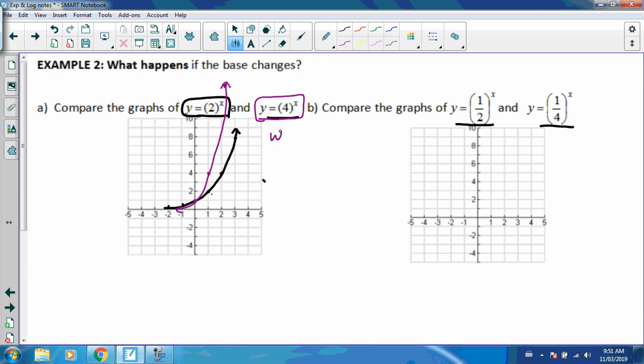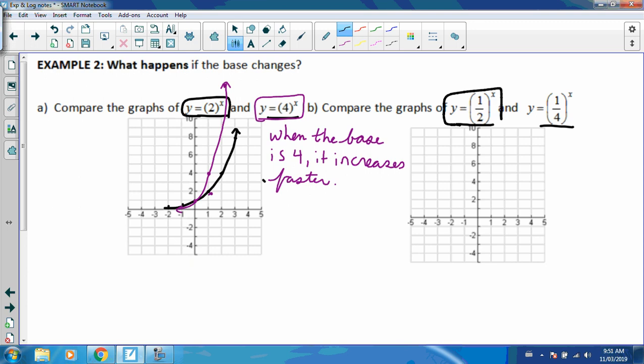So when the base is larger, when the base is 4, it increases faster. All right, and that's what we can see here. This point is above that one, and the purple graph is above the black one, so it's increasing faster. Over here, I compare y equals 1/2 to the x. Well, we just did that one, so we plot a couple of points for that guy. Here we go. It looks something like that.